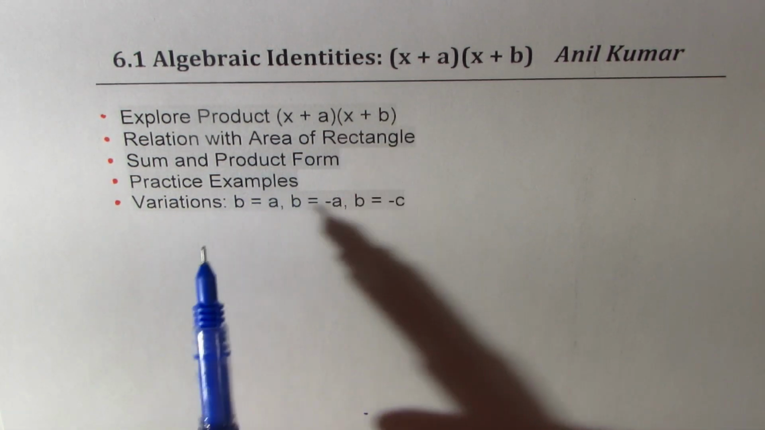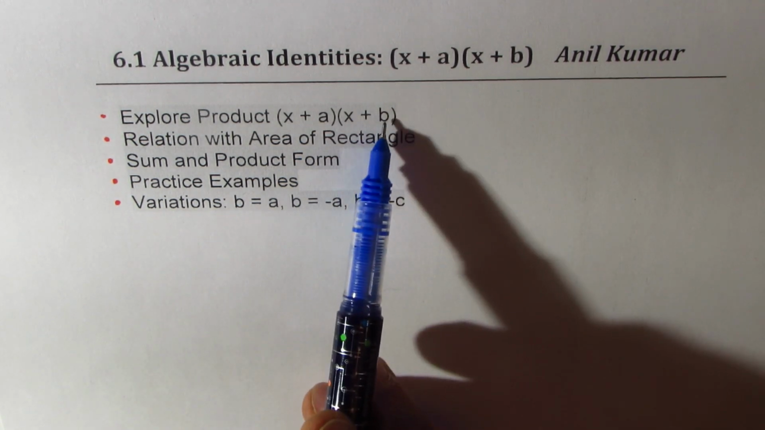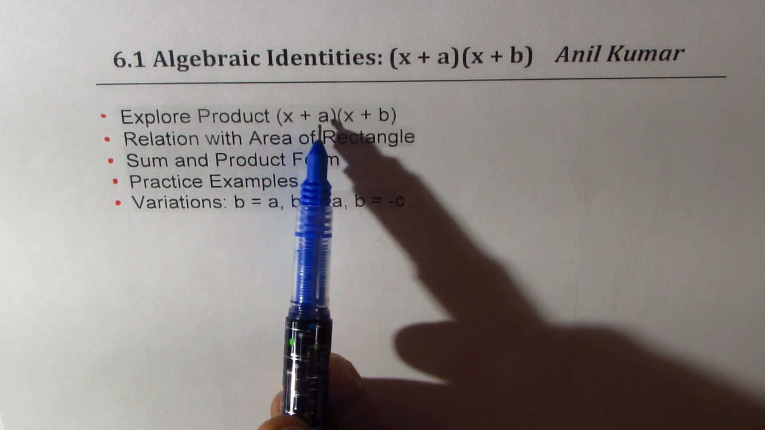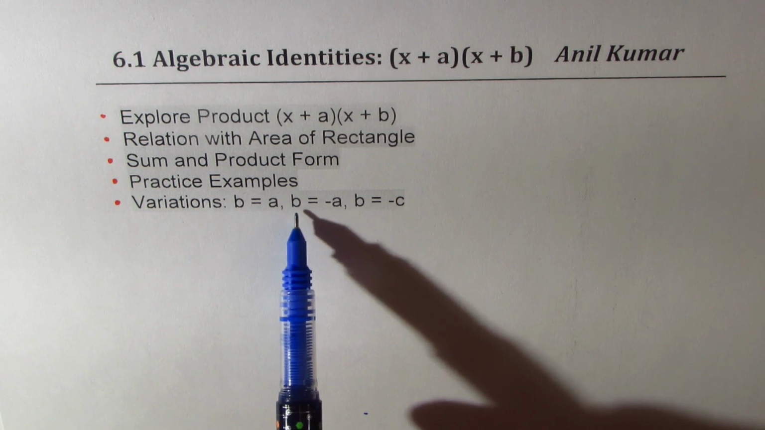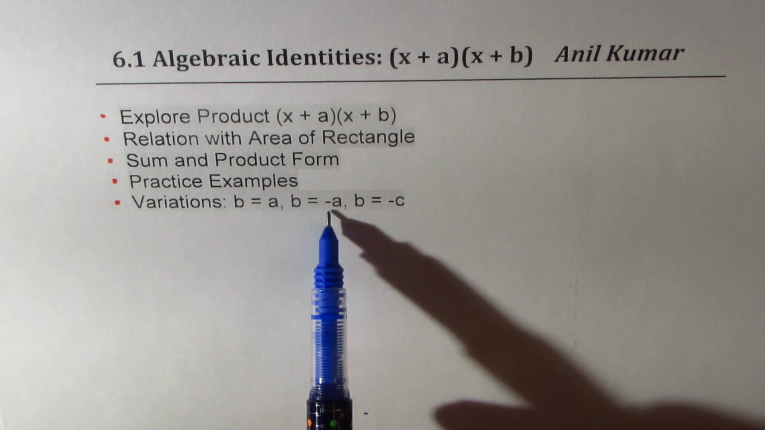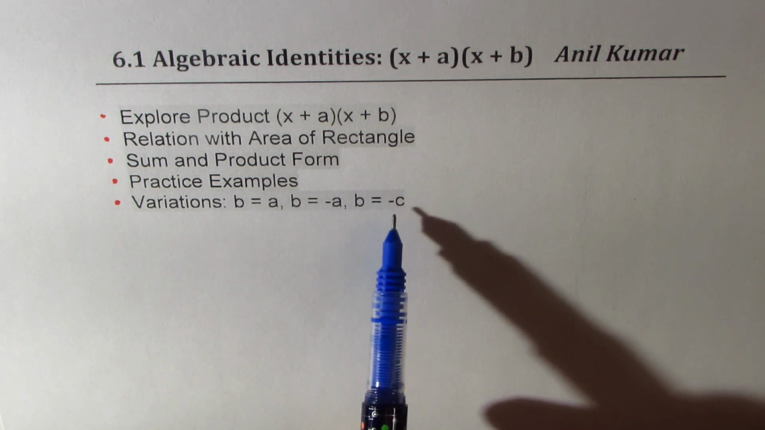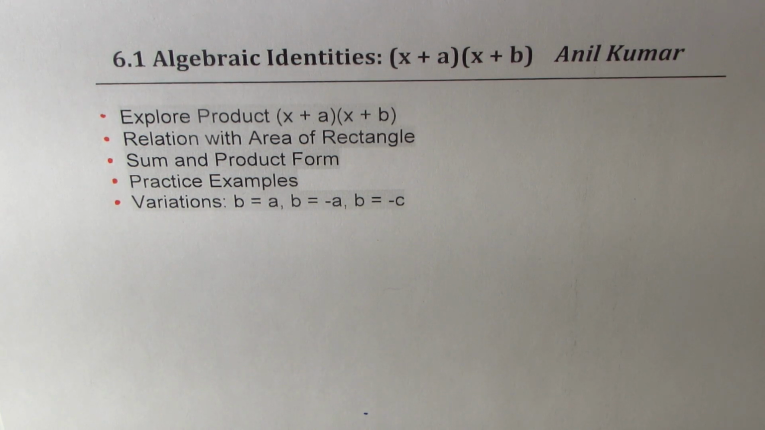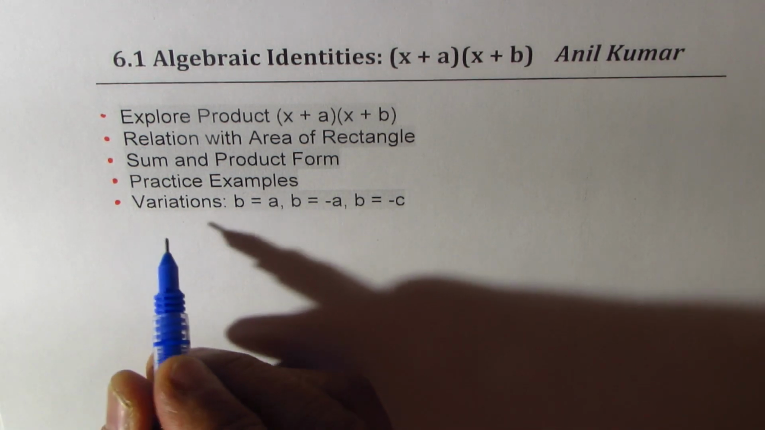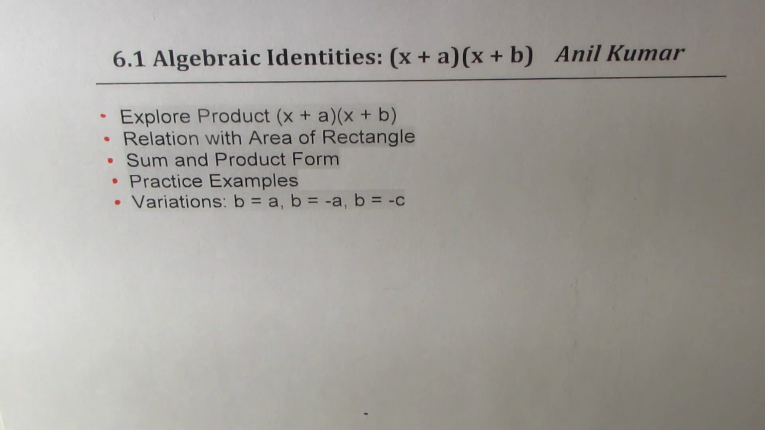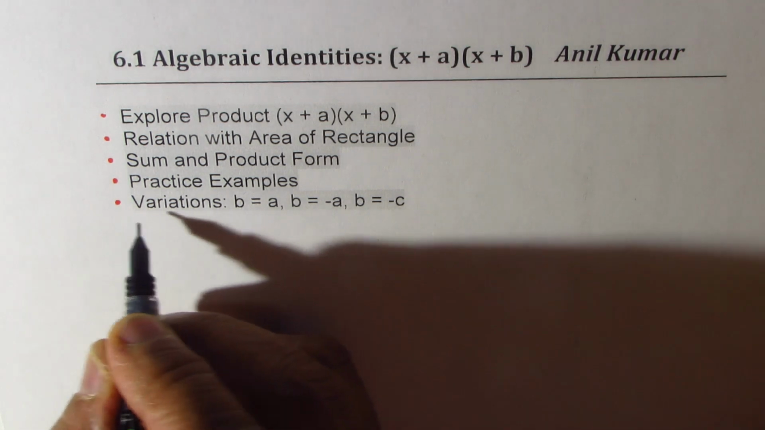We'll also explore what happens when b is equal to a and when b is equal to minus a, or if b is something else but with a negative sign. Correct? In addition to this, we'll have few interesting questions for you to do. So let me write down some questions for you to practice.